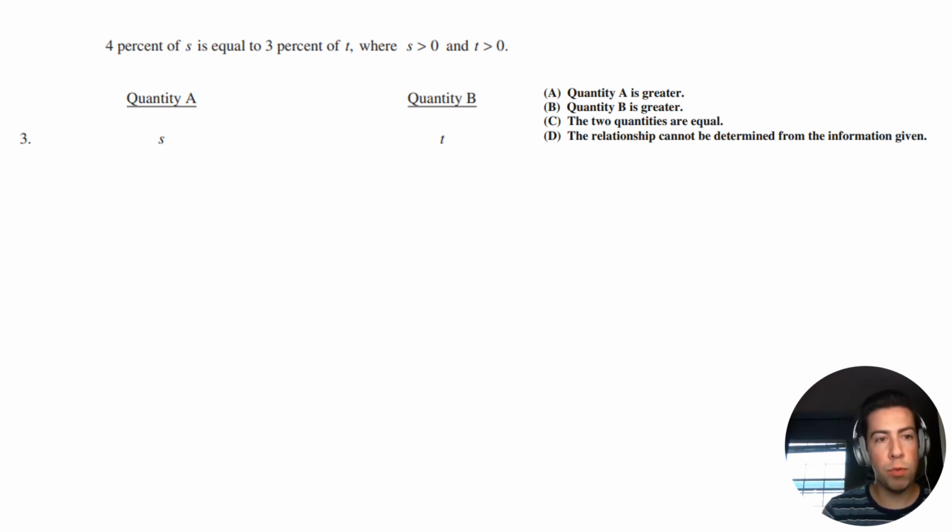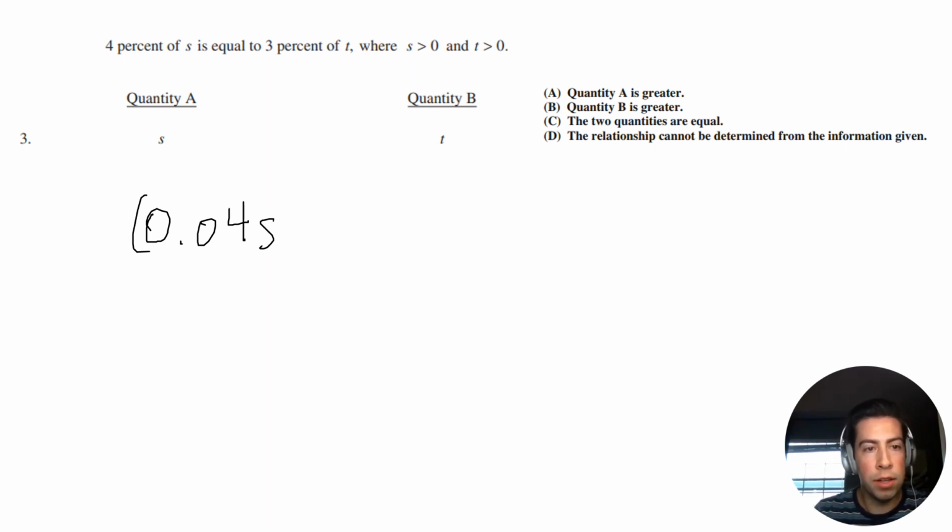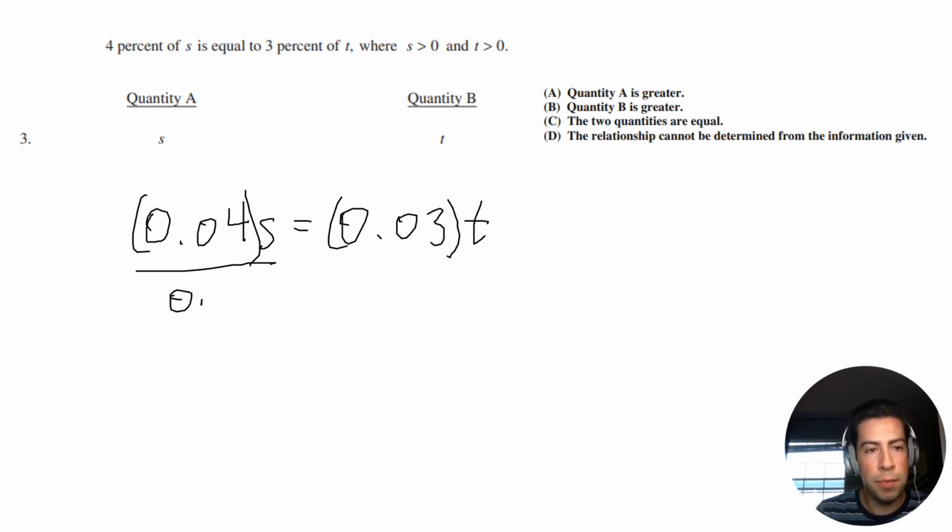All right, so let's write out what we know. What they're telling us right here is 4% of S is equal to 3% of T. So guys, they just gave us an equation that we can write out. So let me write that out for you. 0.04, 4% written in decimal form, multiplied by S, equals 0.03 multiplied by T. First of all, let's figure out the relationship between these two. So what I'm going to do is divide by 0.04, and I'm going to do that to both sides.